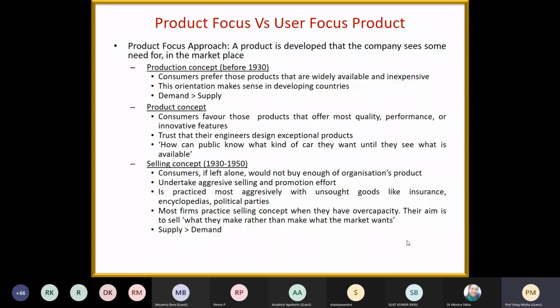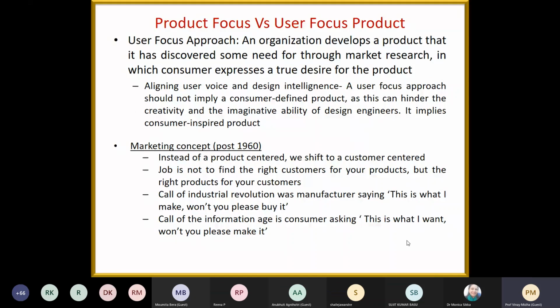So this is the era when the product focus was there, but now the markets have shifted to user focus. User focus means now we try to understand the requirements of the customers. So we carry out market research and try to understand the requirements of the customers.